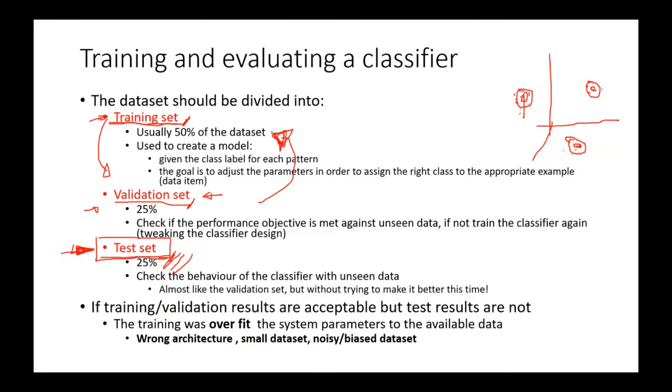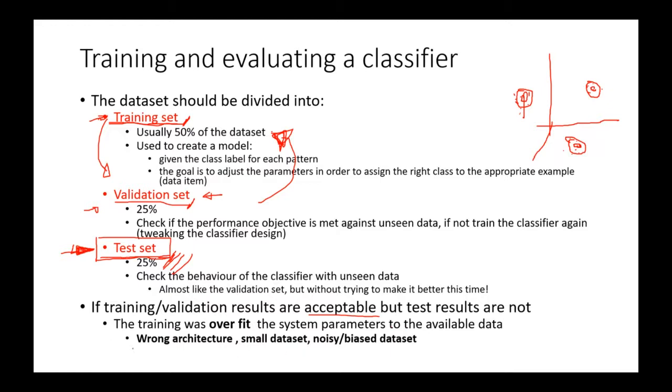I've seen mistakes made by people who have not respected this separation, right? What if your training and validation results are good, acceptable, but then your test results are not? This occurs more often than not. This is what we call overfit. We say that the training was overfit.